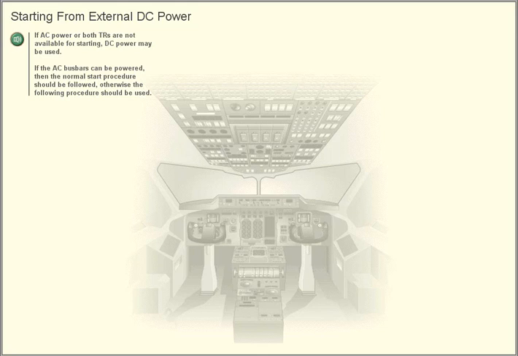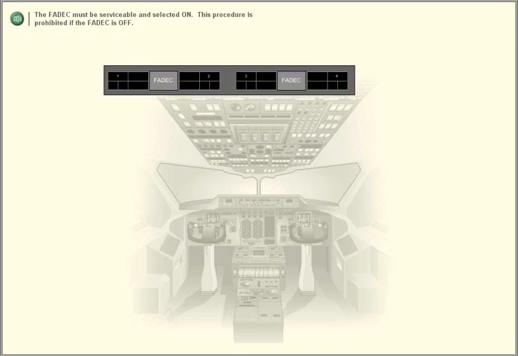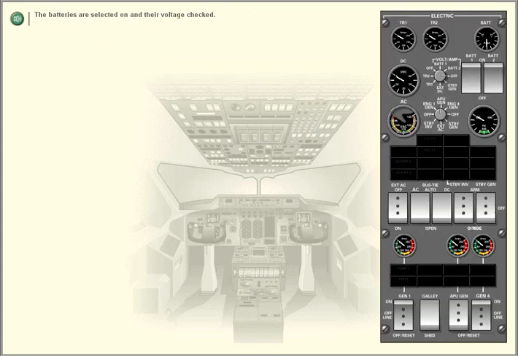Starting from external DC power. If AC power or both TRs are not available for starting, DC power may be used. If the AC bus bars can be powered, then the normal start procedure should be followed. Otherwise, the following procedure should be used. The FADEC must be serviceable and selected on. This procedure is prohibited if the FADEC is off.